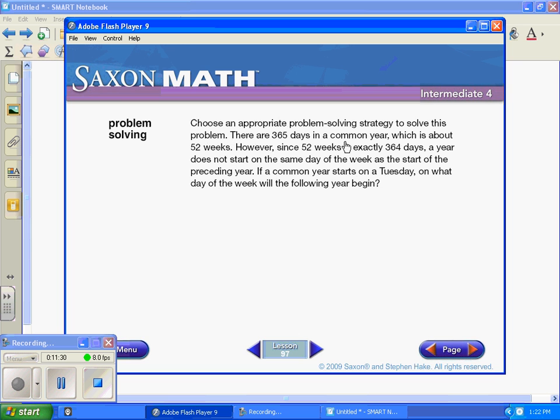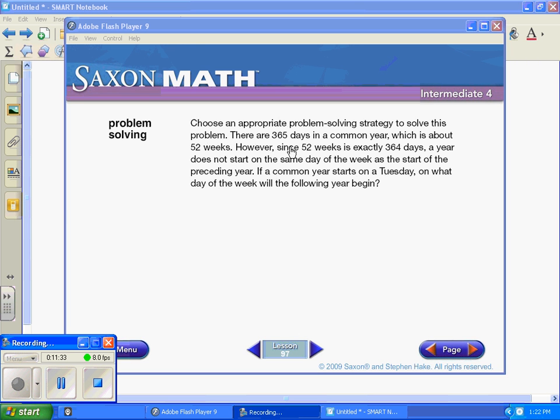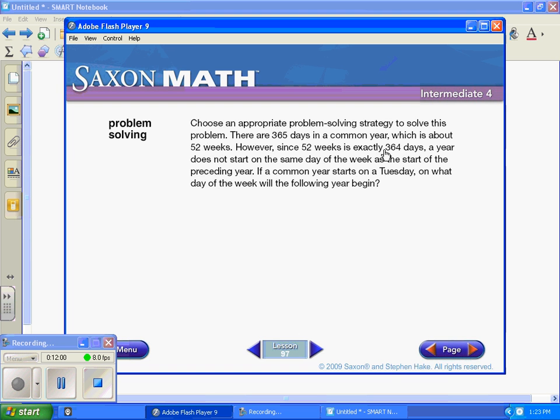Problem solving. There are 365 days in a common year, which is about 52 weeks. However, since 52 weeks is exactly 364 days, yes, if we did 52 times 7, we would get 364. A year does not start on the same day of the week as the start of the preceding year. Okay, if it had been 364 days exactly for a year, then yes, every year would start on the same day. But since there's one extra, then it's going to start on the next day.